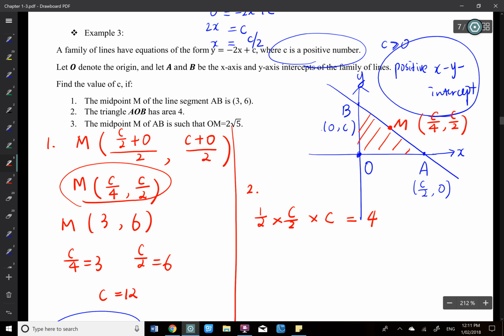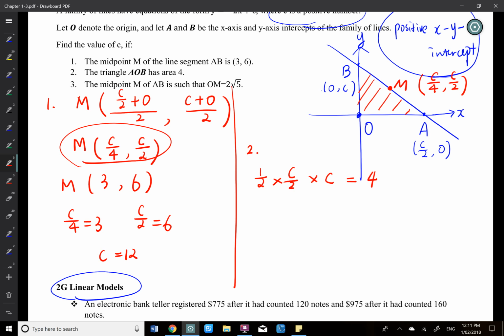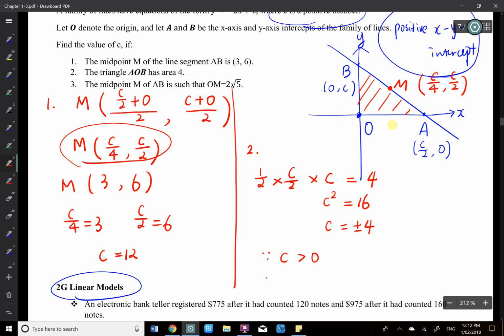Area equals 4. This one is quite easy to understand. It's this triangle, and this triangle has C over 2 and C as base and height. Half base times height is the area. We got 4, so C squared equals 16. C equals plus or minus 4. We must write it out. Mathematically, C squared equals 16, so C will be positive or negative 4. I know C is positive, but in this step I must write it out, and then reject one. Because C is greater than 0, so C equals 4.